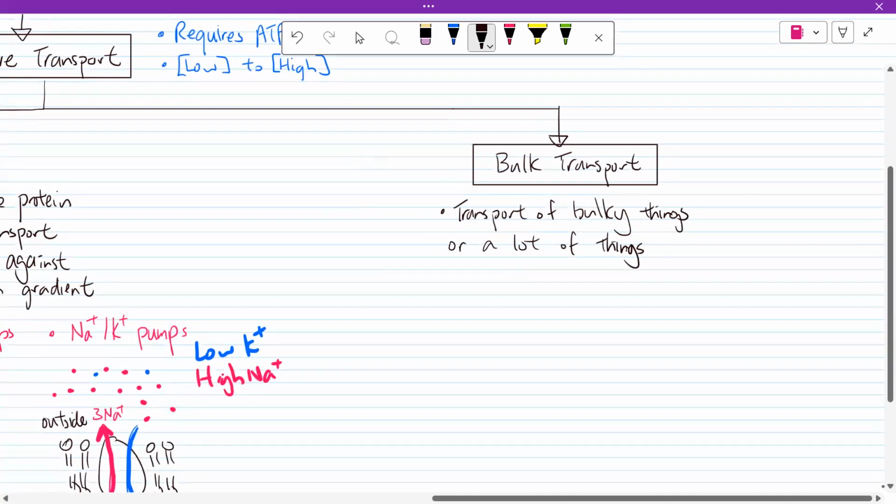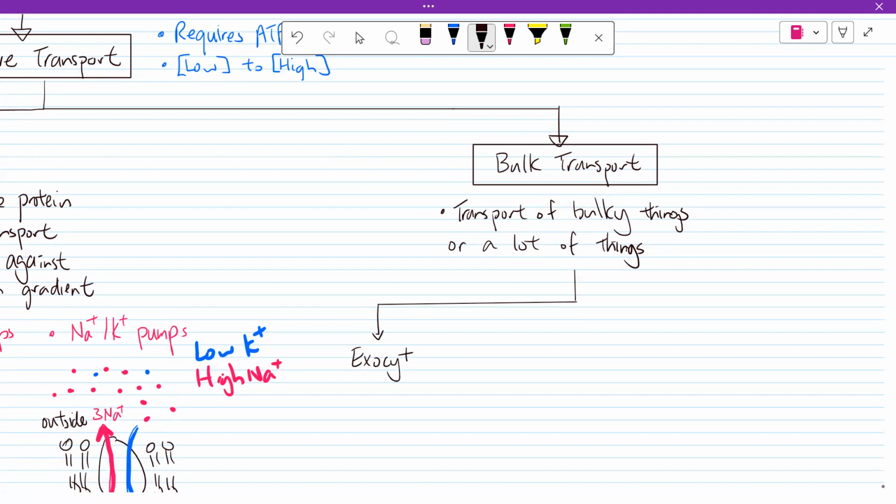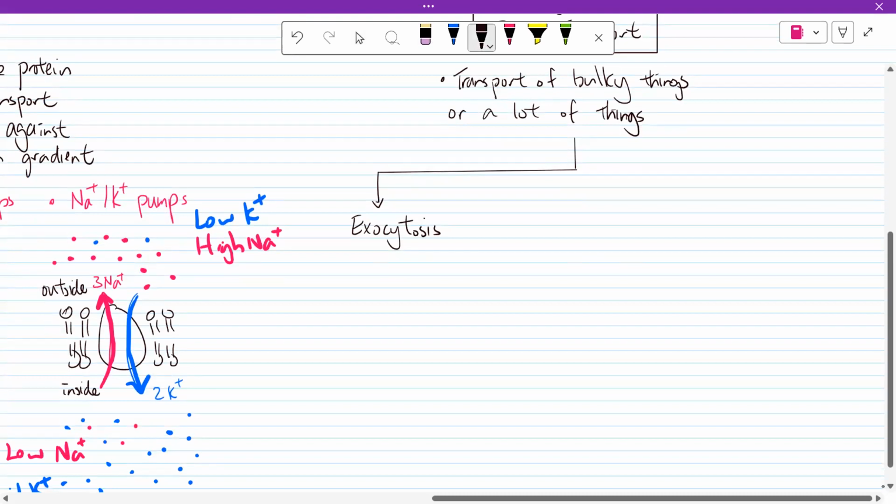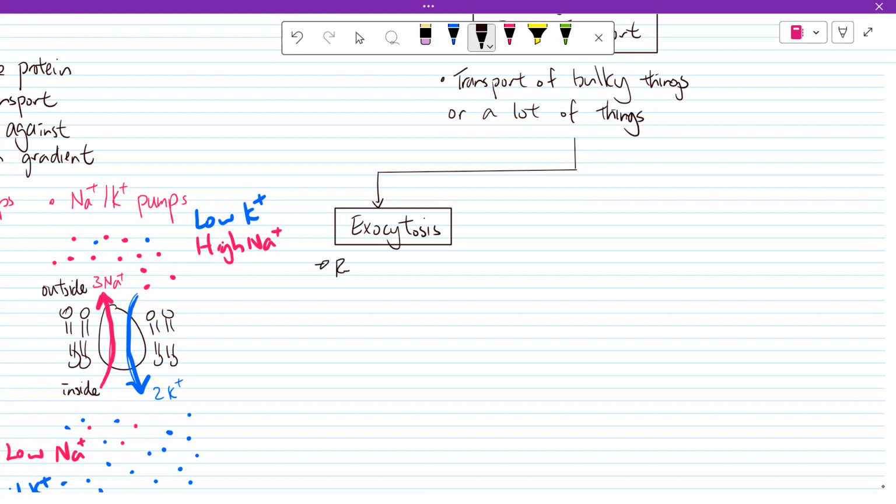And there are 2 types here. We have exocytosis. That is moving things out of the cell. So releasing things, whatever the things are, out of the cell.